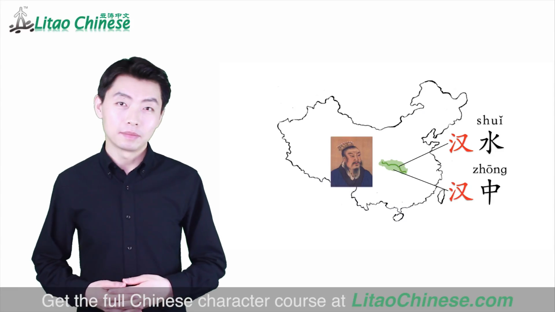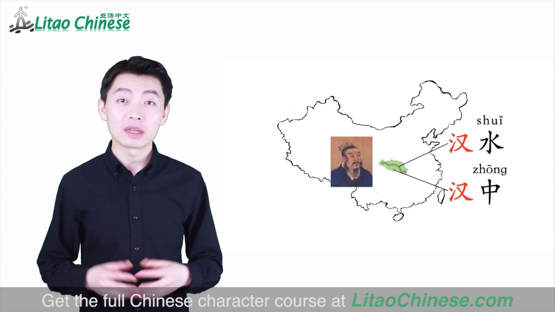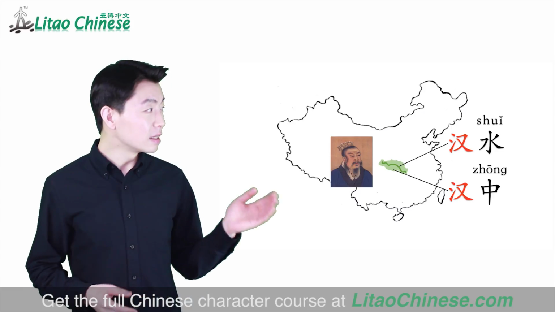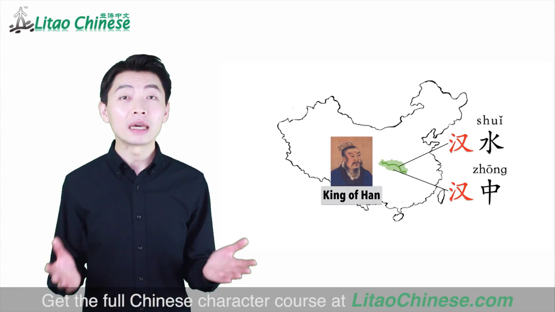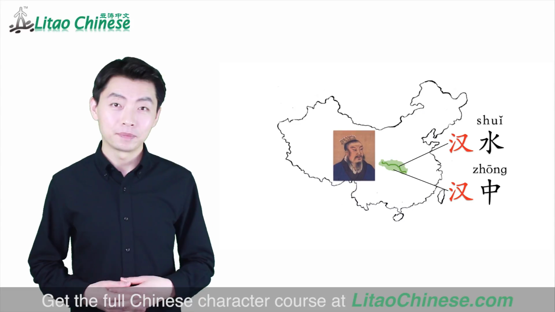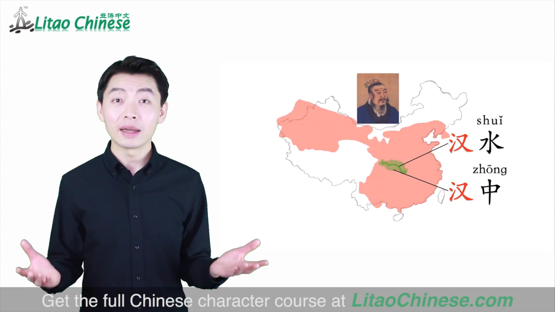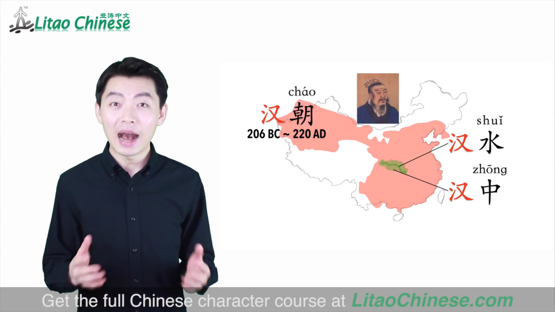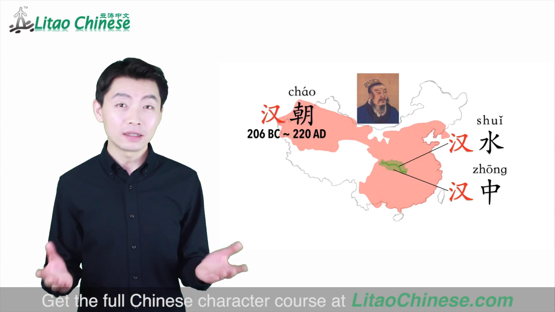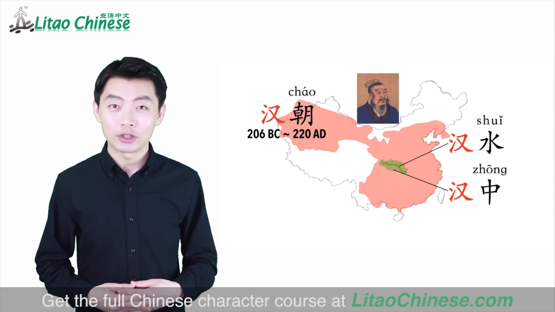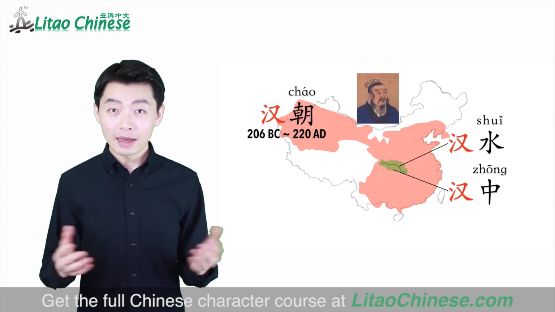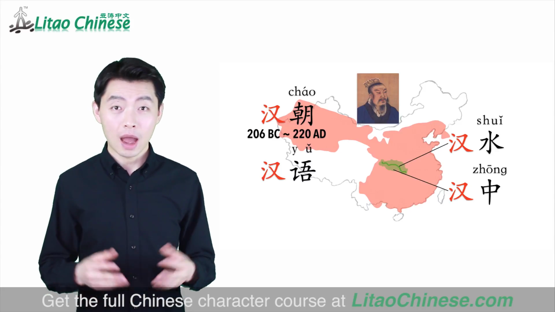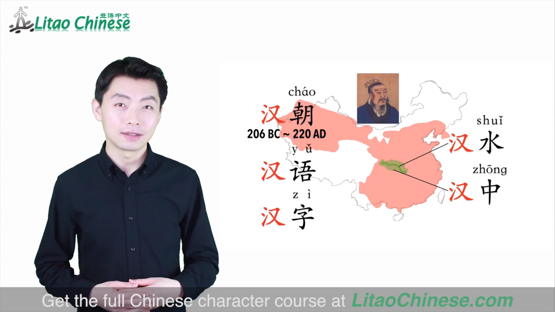Before this man became one of the most important emperors in China's history, he once ruled this region with the title King of Han, and later he founded his imperial dynasty and named it the Han Dynasty, Han Chao, which is considered the first golden age in Chinese history. That's why we call our language Hanyu, our characters Hanzi.